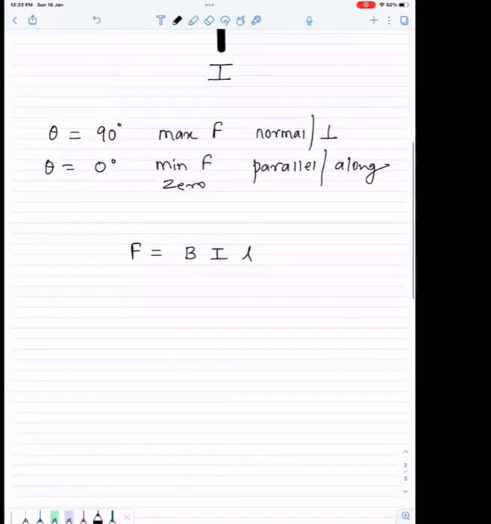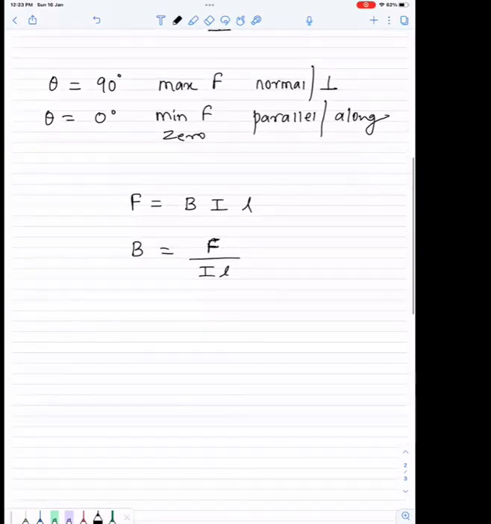Now, if F is equal to BIL, what will B be equal to? B is equal to F upon IL, or you can say F upon L, however you remember it. Now let's discuss what these factors are.